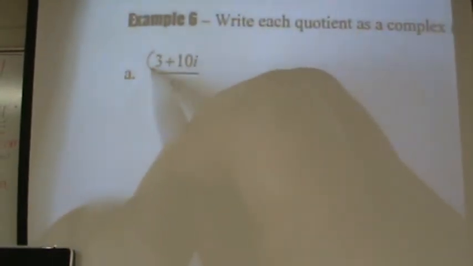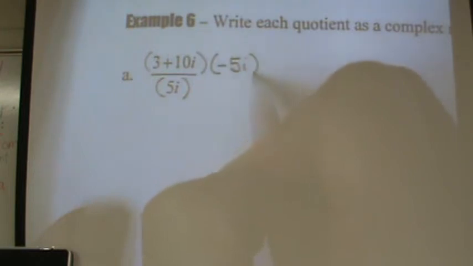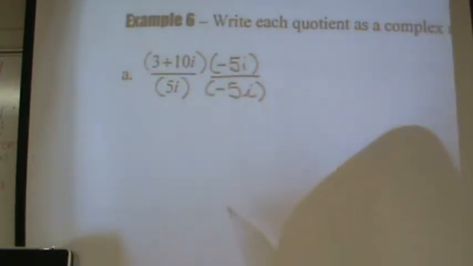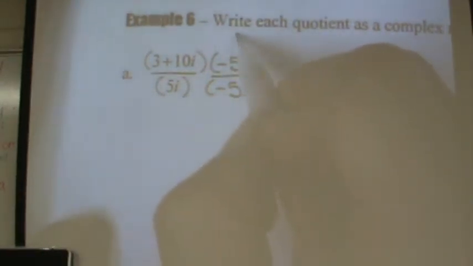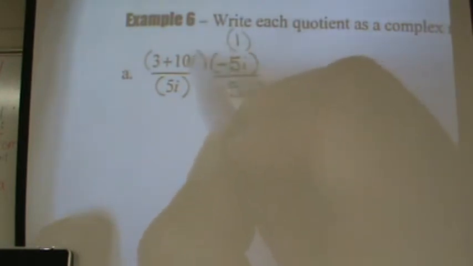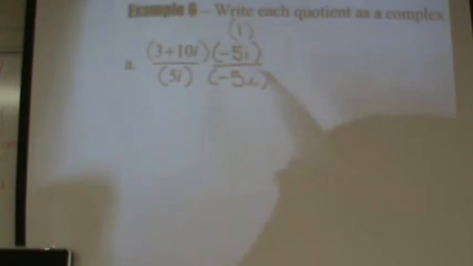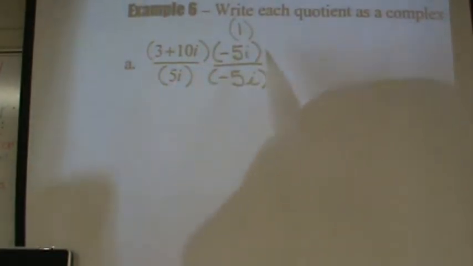So what would we multiply the top and the bottom by? What's the conjugate of 5i? You're going to multiply the bottom and the top by negative 5i. Both. Why do I have to multiply both the top and the bottom by the same number? Because that's equal to 1, and you can multiply a fraction by 1 and you're not changing the value, right?